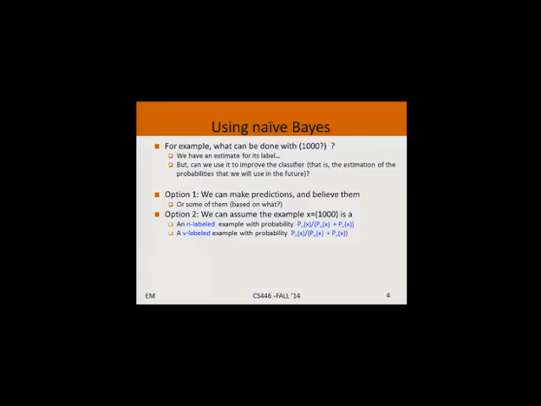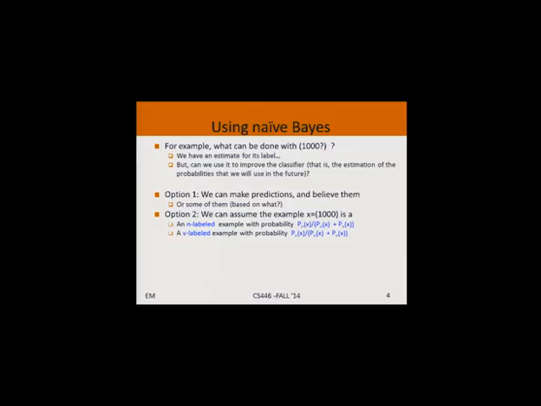So one option was: we have a model now. We learned the model from these 10 examples. We can use this model to make predictions on all the unlabeled examples. So this is option one. And once we made predictions on them, we can assume that we have labeled data and keep on working as if we have labeled data.